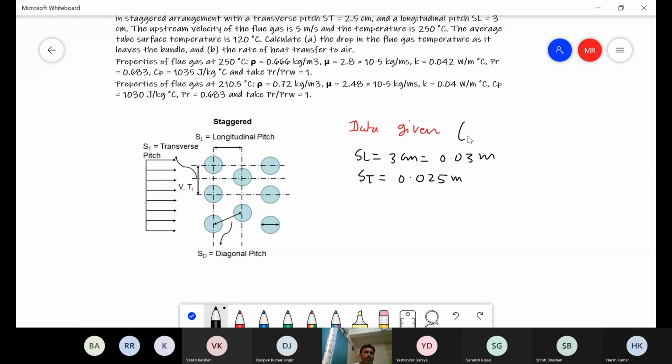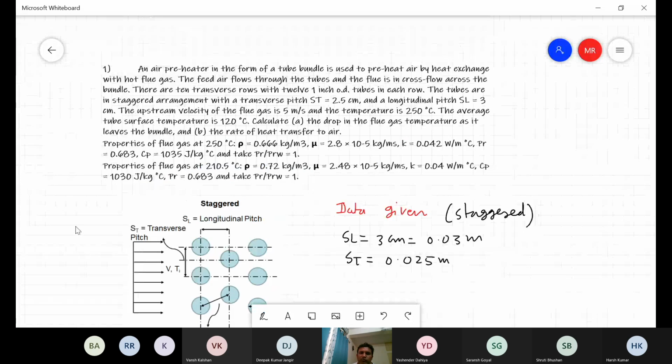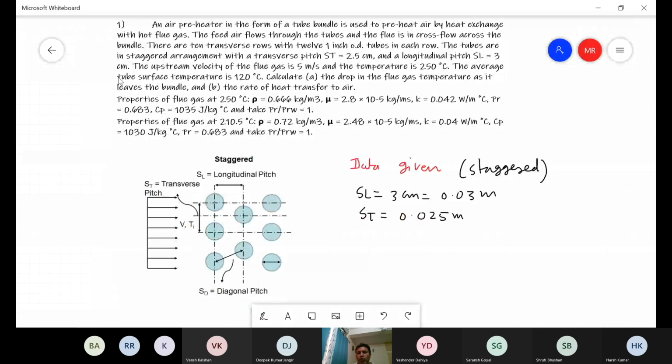And how many total tubes are there? So there are 10 transverse rows, means 1, 2, 3, 4, 5. In this manner there are 10 transverse rows, and in each row there are 12 tubes. That is what has been given in the problem statement. If I go back to the top, if you read, there are 10 transverse rows with 12 1-inch outer diameter tubes in each row.